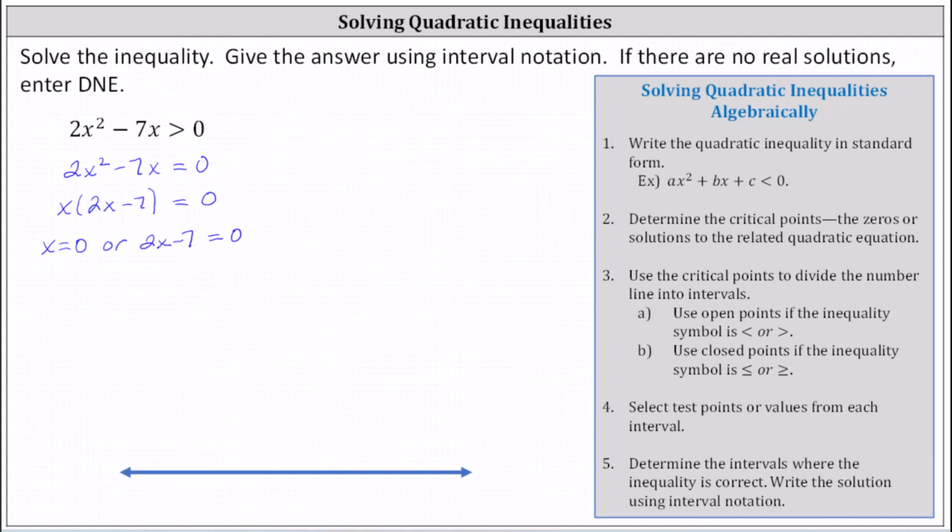So we already know one critical point is x equals 0. Now we need to solve 2x minus 7 equals 0 for x. We add 7 to both sides, and then divide by 2. Which gives us x equals 7 halves, or if we want 3.5.